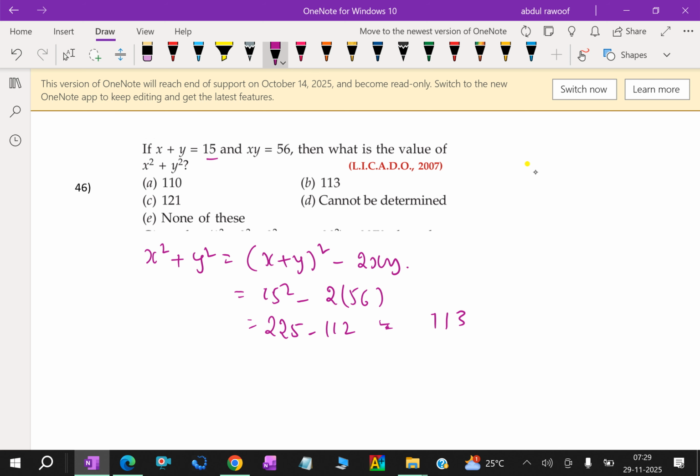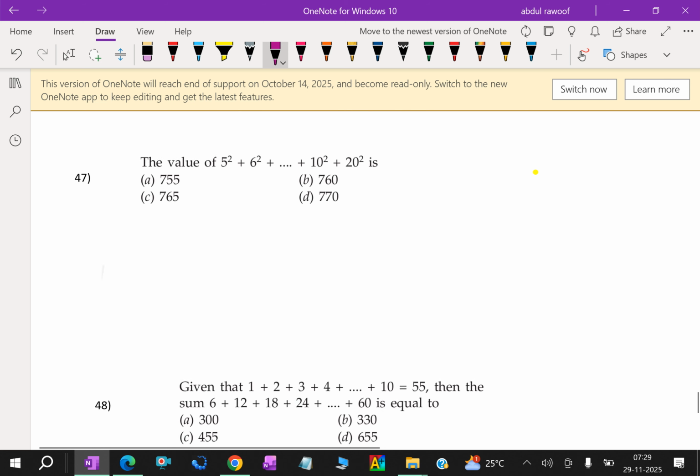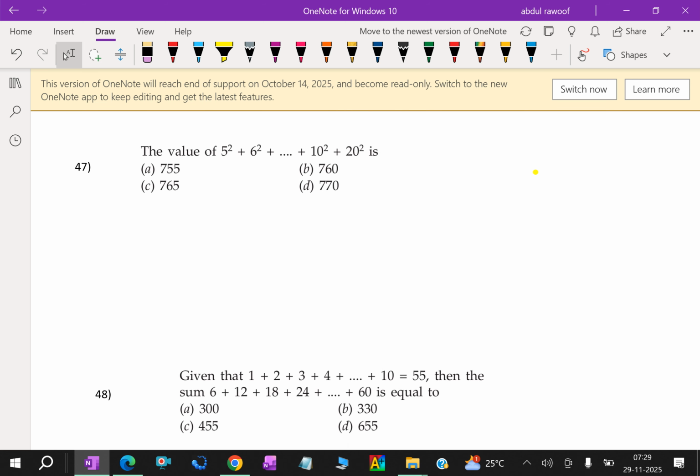Option B. Next question. 5 square plus 6 square plus 10 square plus 20 square is here 5 square plus 6 square.